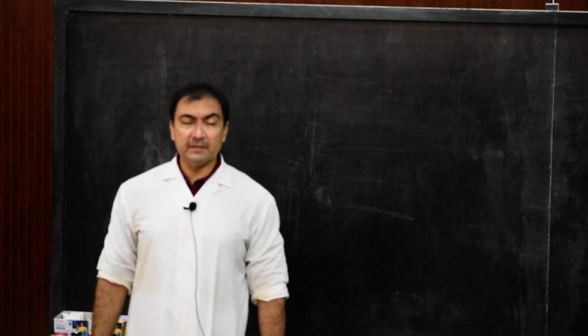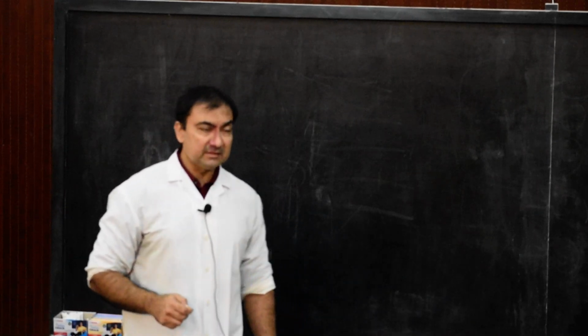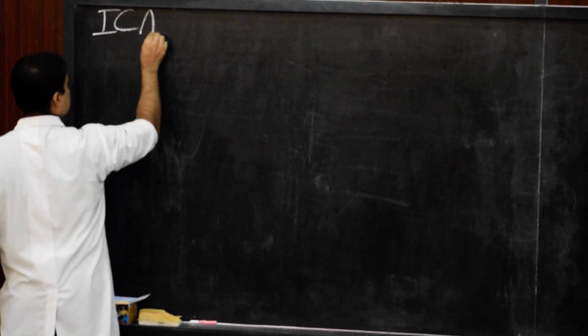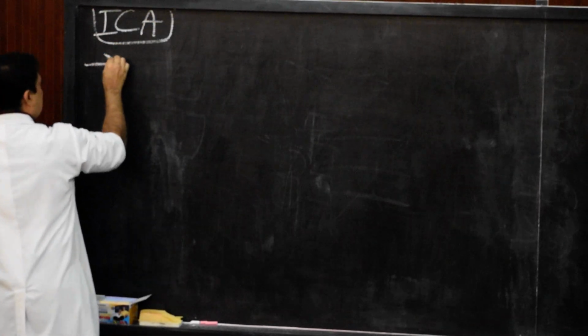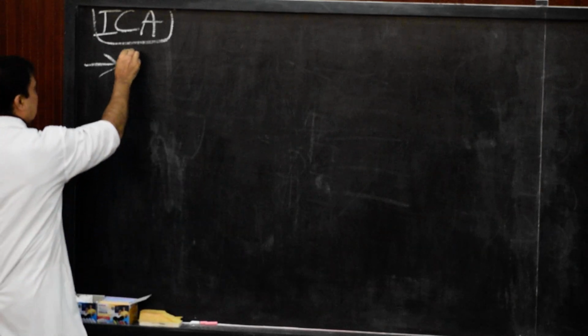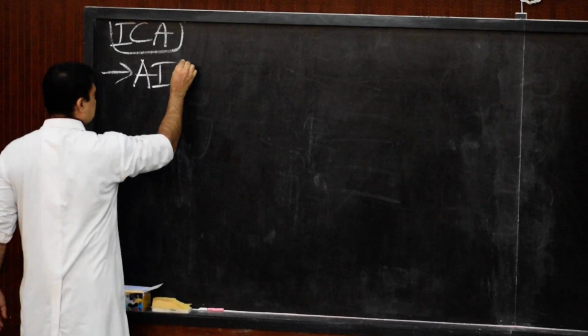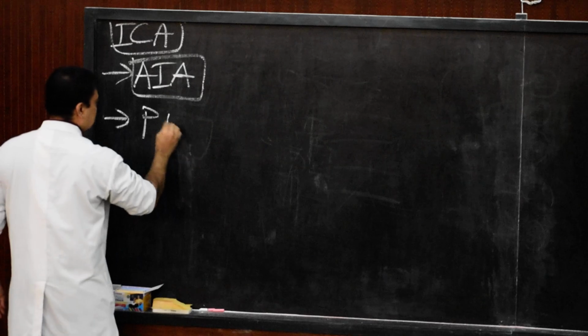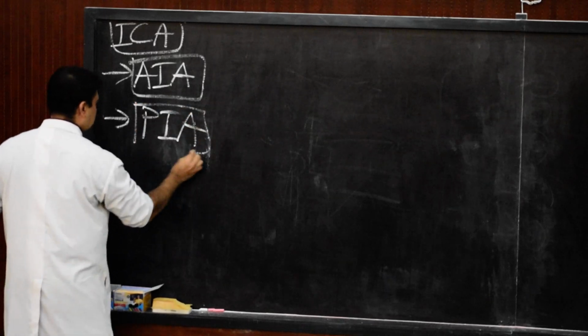Good morning, students. So here we come up with the gross anatomy of intercostal vessels. First we are going to discuss the intercostal arteries. Now, there are anterior intercostal arteries and posterior intercostal arteries.